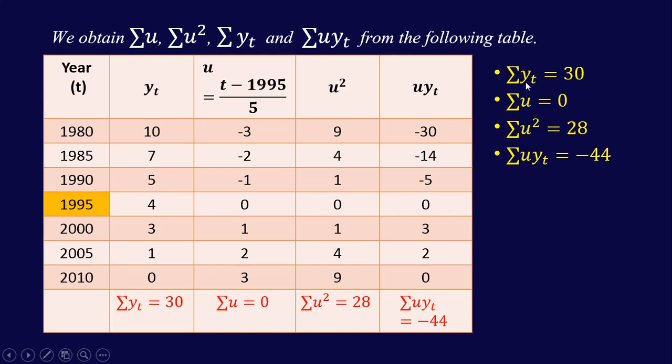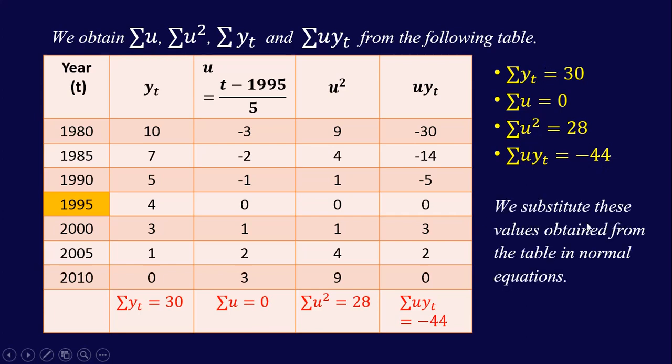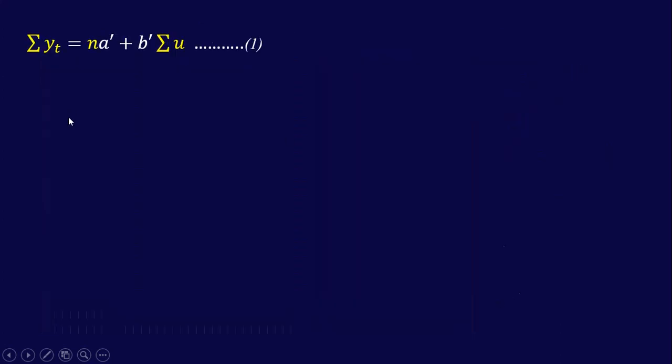Okay, so we get these four values required to solve the two normal equations: summation yt equal to 30, summation u equal to 0, summation u square equal to 28, summation uyt equal to minus 44. Now we substitute these values obtained from the table in the normal equations. So remember these values, we are going to use them in the next slide.